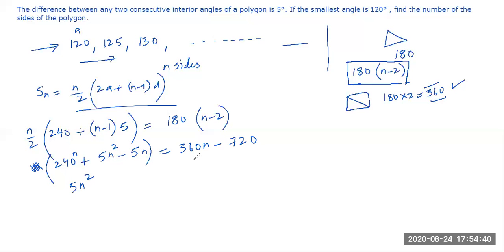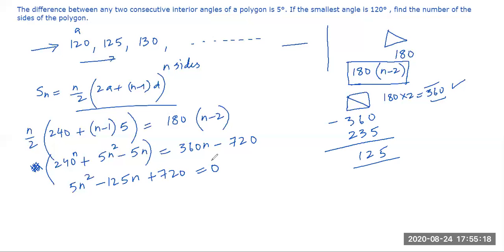Now 240n minus 5n. 240 minus 5 is 235, and then minus 360. Right? So it becomes 125. Is it right, students? So this is like minus 125n. Now this plus 720 is equal to 0. Students, is this right? Just see.